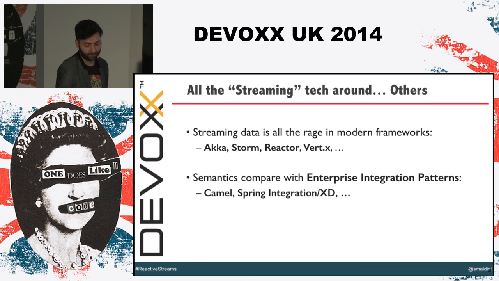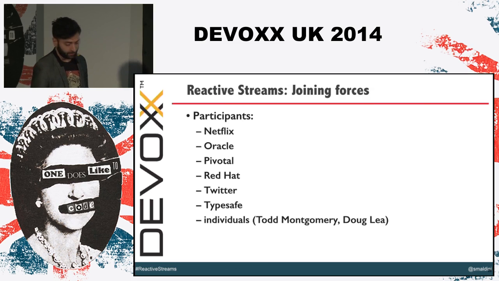Also, streaming compares to Spring Integration and Camel in the sense that it's very close to enterprise integration patterns, if you take into account mapping and other transformation APIs or filtering, for instance. So between companies, we have decided to come up with a solution together. These companies include Netflix, Typesafe, Twitter, mine, Pivotal, Red Hat as well, and some individuals like Doug Lea, who is behind the implementation of ThreadPoolExecutor in the JDK.